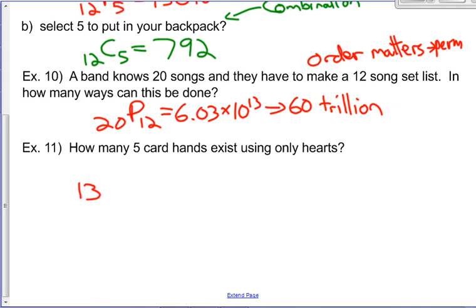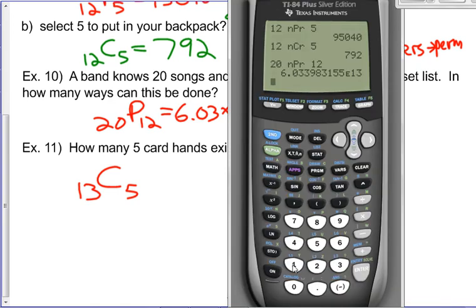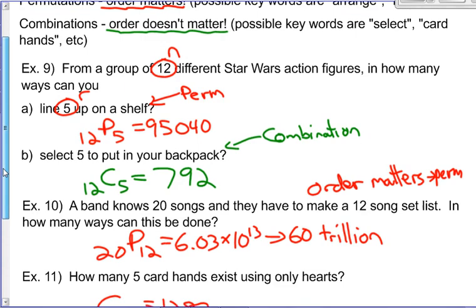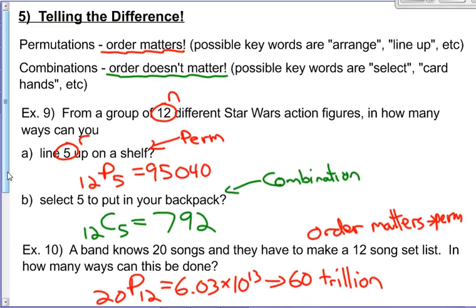Now, does the order you hold them in your hand matter? No, it does not. So this is a combination. And you're going to choose 5 of them. Let's figure out how big that is. $1,287. Okay. So now we can tell the difference between a permutation and combination question by asking ourselves whether order matters.